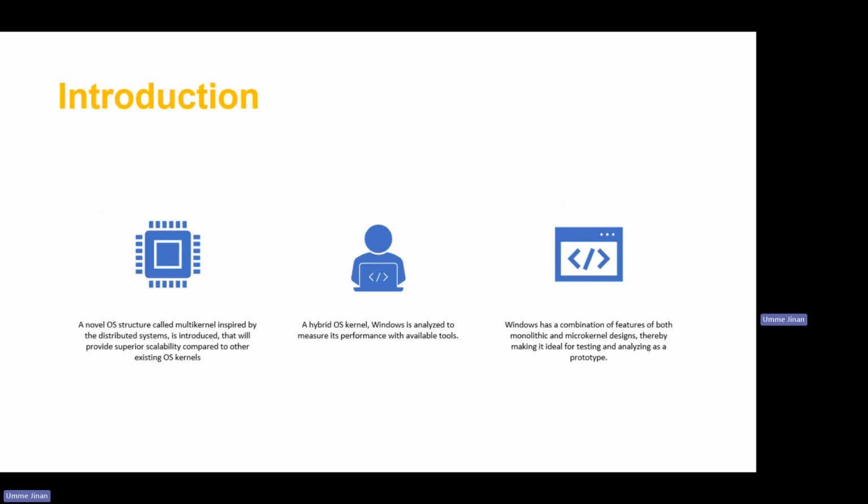So in this project, we will be presenting a novel OS architecture called multikernel, inspired by distributed systems, and it will provide superior scalability compared to other existing OS kernels. We will basically conduct a thorough study on different aspects of existing multikernel operating systems. Then we analyze a popular hybrid OS kernel, Windows, and measure its performance with available tools. Based on our primary analysis and results, we try to optimize the system. Finally, we will try to get insights from our study that will help to optimize future hybrid kernels.